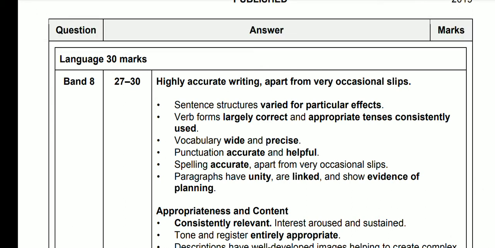Punctuation should be accurate, and it should be helpful, because what does the punctuation do? It actually conveys the meaning, clarifies the meaning of your writing. It helps the writer, and it helps the reader to understand it. So the punctuation should be used in a helpful and accurate manner.